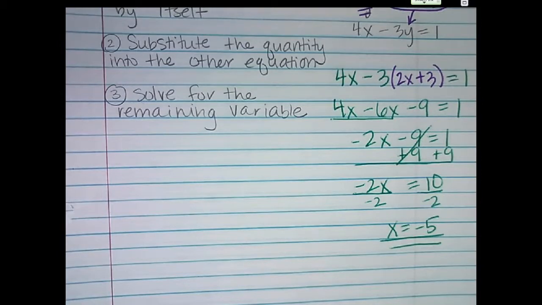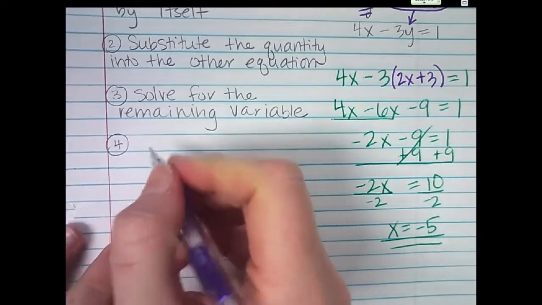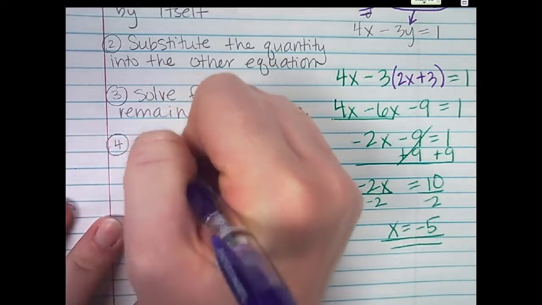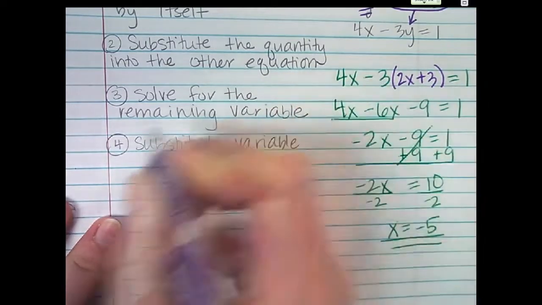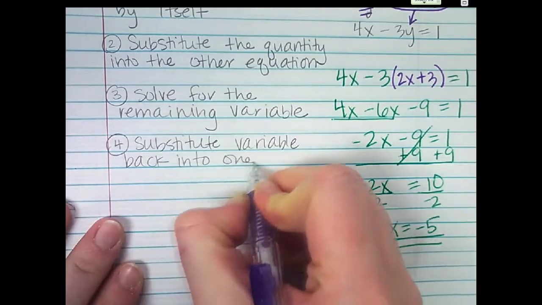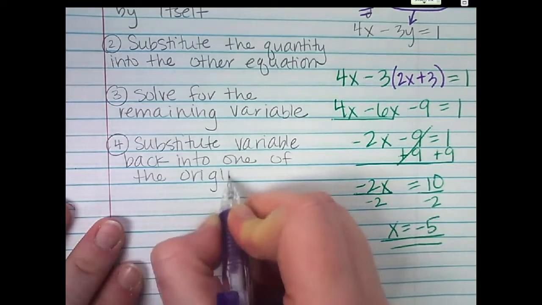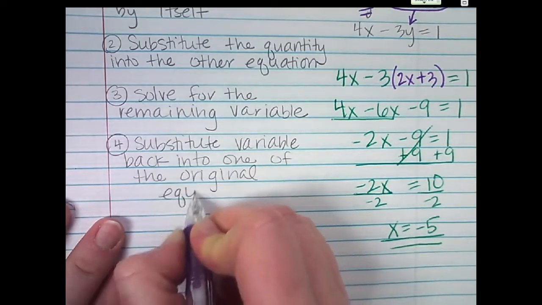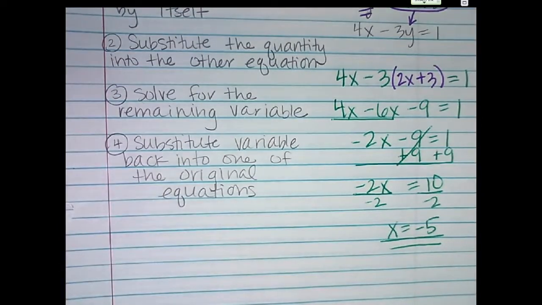So since we're doing a system, I want to solve for x and y. So then the last step over here, substitute the variable back into one of the original equations.